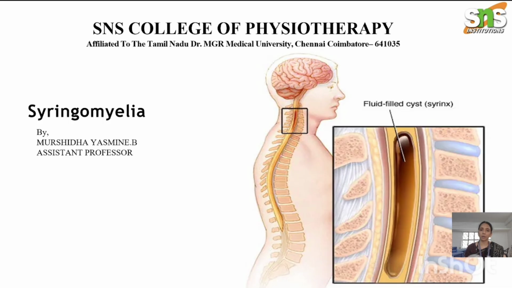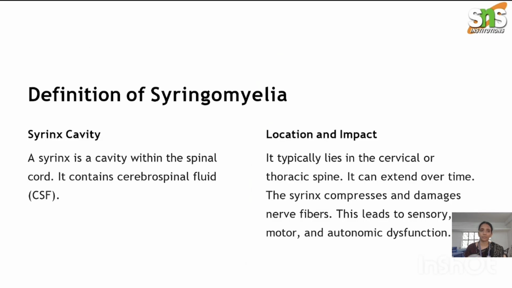Today I am going to talk about a neurological condition called Syringomyelia. Syringomyelia is a syrinx, that is a cavity present inside the spinal cord. That cavity may contain some amount of cerebrospinal fluid in it. That is called syringomyelia.